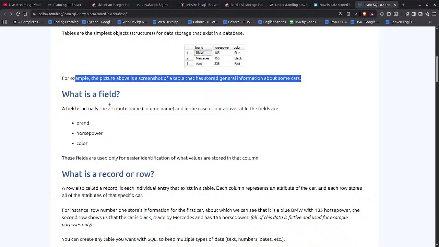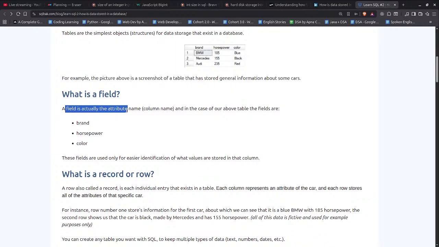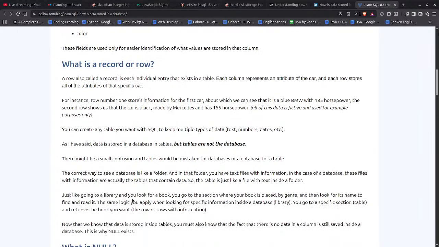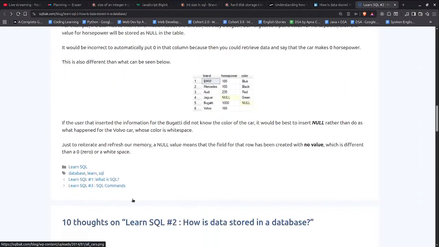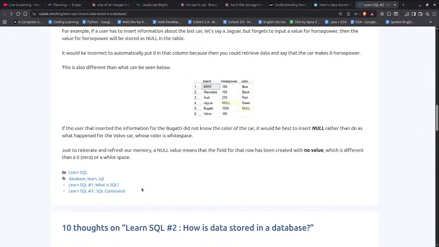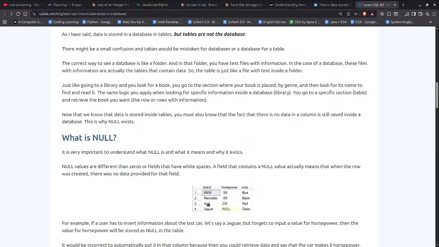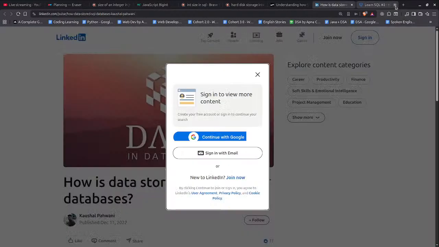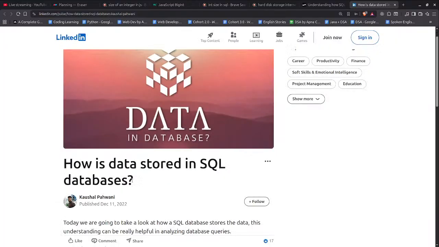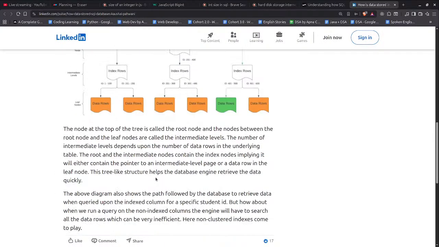Okay, what is a field? A field is actually an attribute. What the hell? It tells us about SQL, how SQL works. It doesn't tell us that. It tells us how SQL works. How data is stored in SQL.